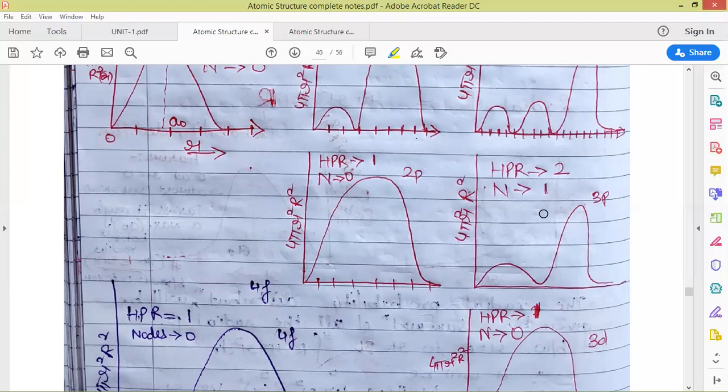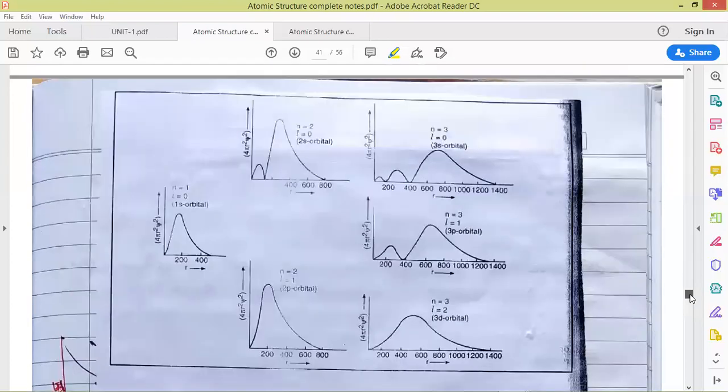This shape is a little bit different from the s orbitals. This is based upon the fact that as we move to higher values of l, that is from s to p, then p to d, then d to f, the penetration of these orbitals into the nucleus decreases. That means as we move towards higher values of l, these orbitals try to move away from the nucleus. So here we can see that this is for 2s, this is for 3s, and this is for 3p.